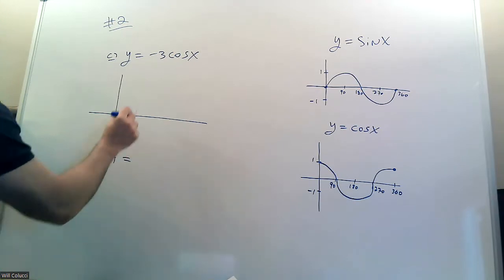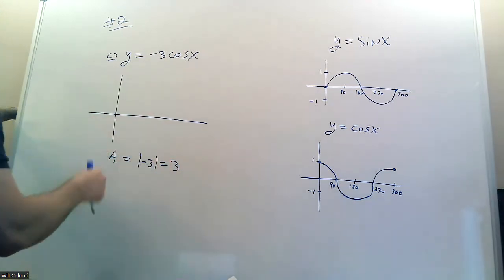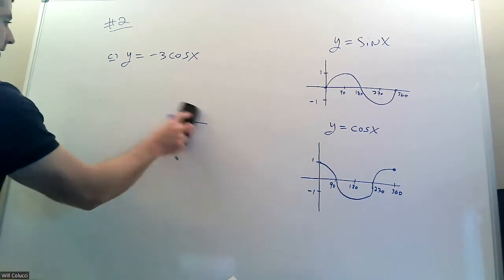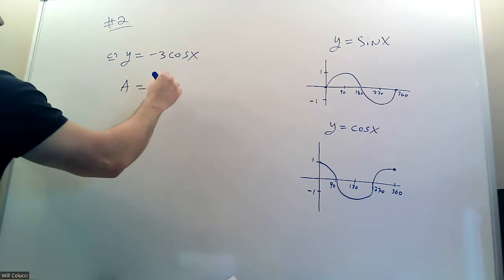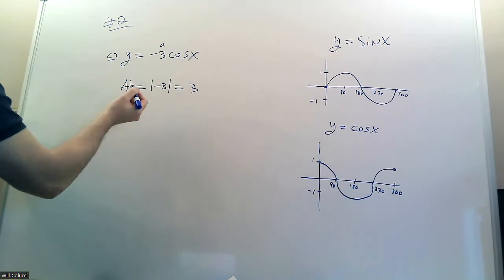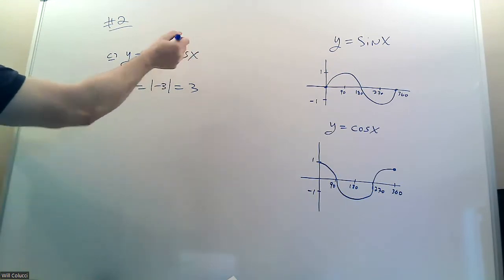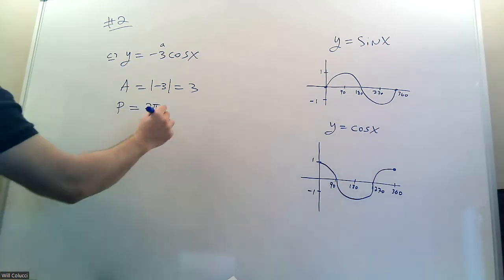Oh well. Amplitude, absolute value of -3 is 3. I have to do it again. I don't want that there. I want it down there. Amplitude is the absolute value of -3, which is 3. There's your A. Now the B, again, it's 1. The number in front of x is 1. So your period is 2 pi over 1.